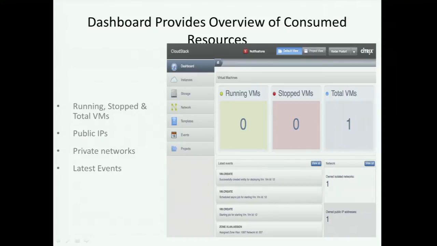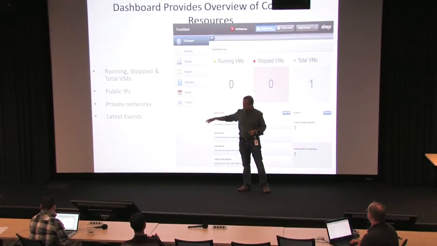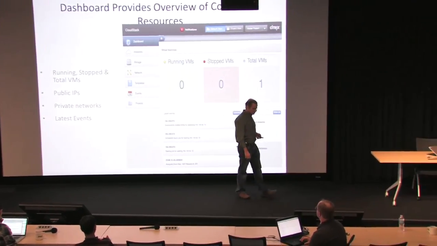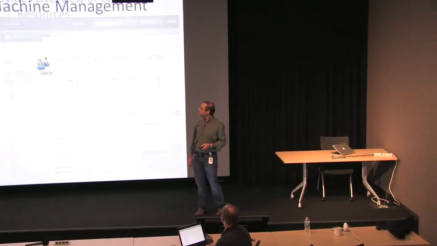All your virtual resources, which are instances, storage, network, any templates that are visible to you and those that you have uploaded, events. For example, you just created an event. And then we have a feature called projects, which you can use to collaborate with different users.